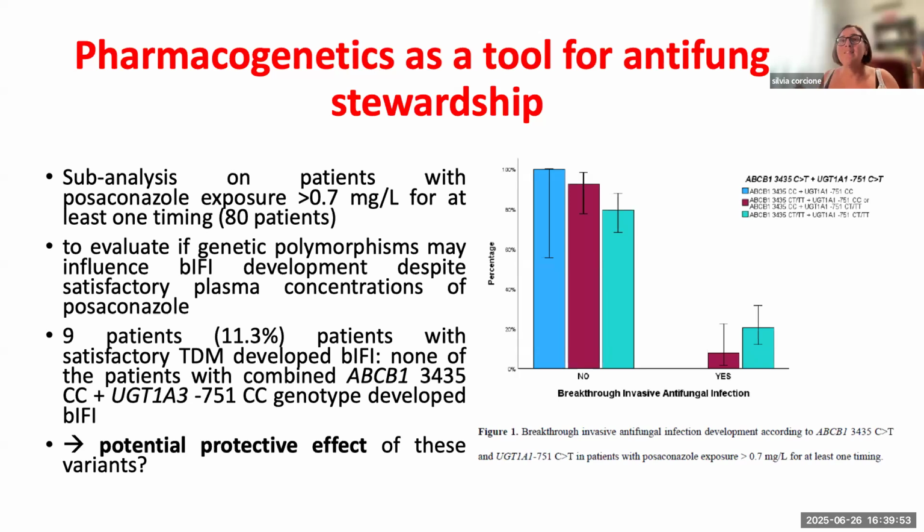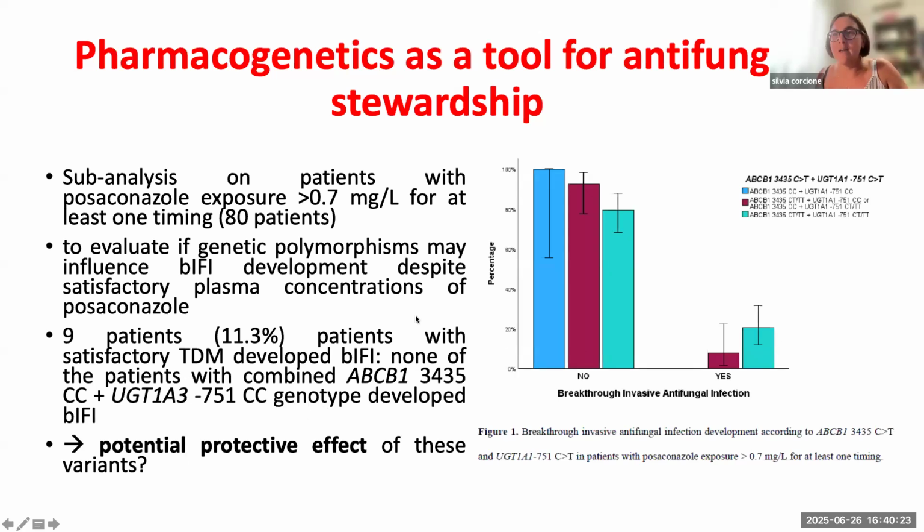But despite that, they develop a breakthrough fungal infection. So we get into the pharmacogenetic analysis to understand why 9 patients, because it is a small number of patients, 11% of patients with satisfactory concentration, develop a breakthrough infection during posaconazole prophylaxis. And what we found is a kind of protective genotype for some patients.